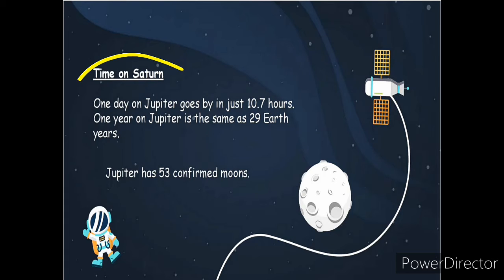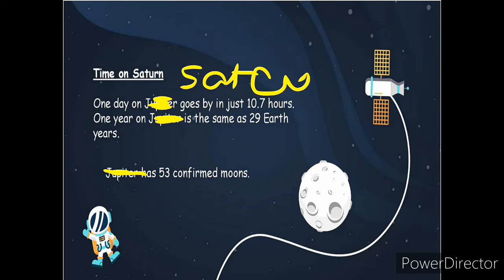Next we come to the time on Saturn. So one day on Saturn goes by in just 10.7 hours. Only 10.7 hours. One year on Saturn is the same as 29 Earth years.